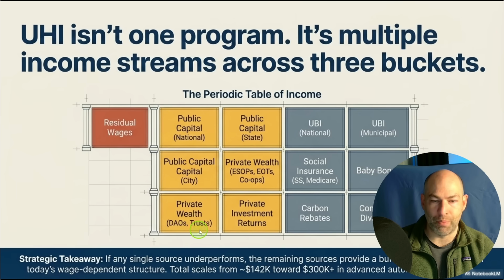So that's all the capital options. And then we have more transfer options here. So you could have a national UBI. You can also have a state UBI and a municipal UBI, meaning that you might be getting universal basic income from several sources, just in the same way that you might be getting dividends from several public capital funds. Then you have conventional social insurance, such as Social Security and Medicare, baby bonds, which are actually being implemented as we speak, carbon rebates and other commons dividends.